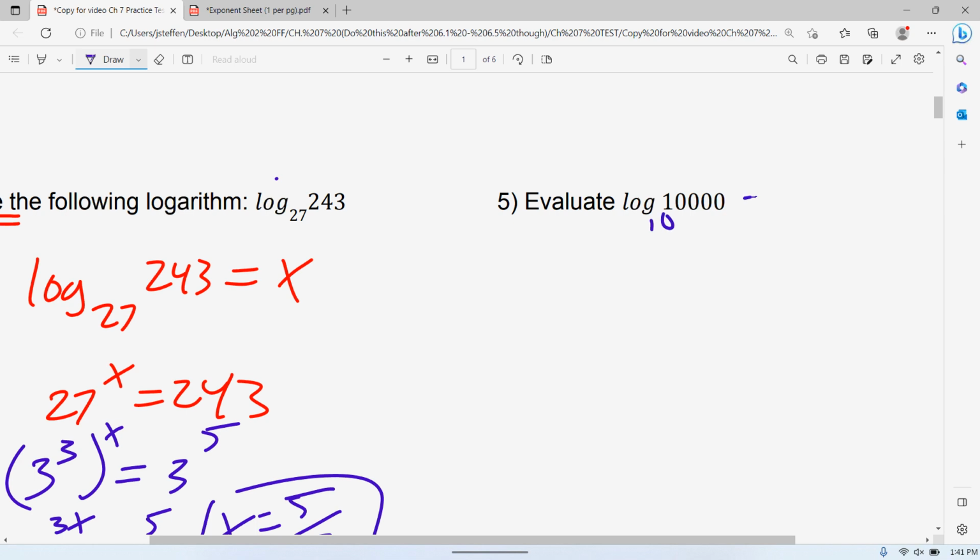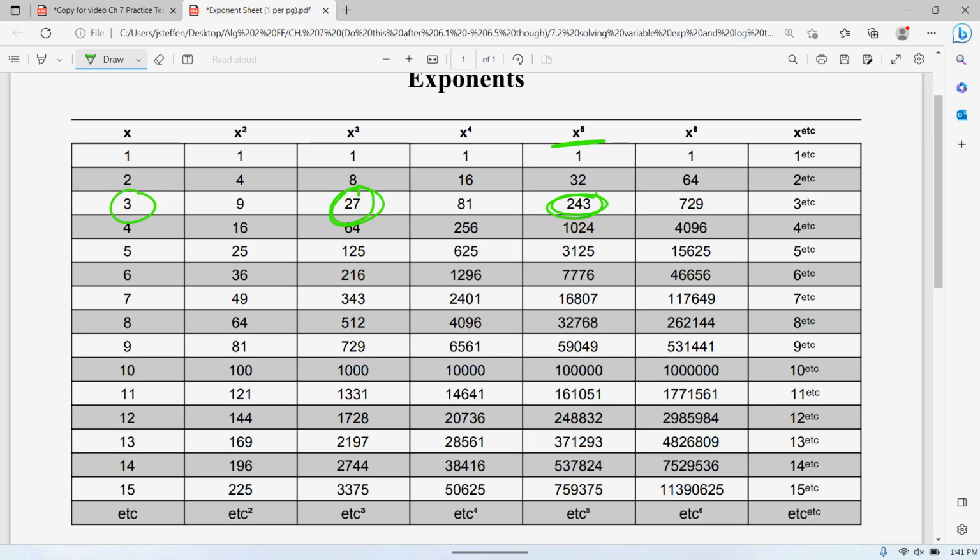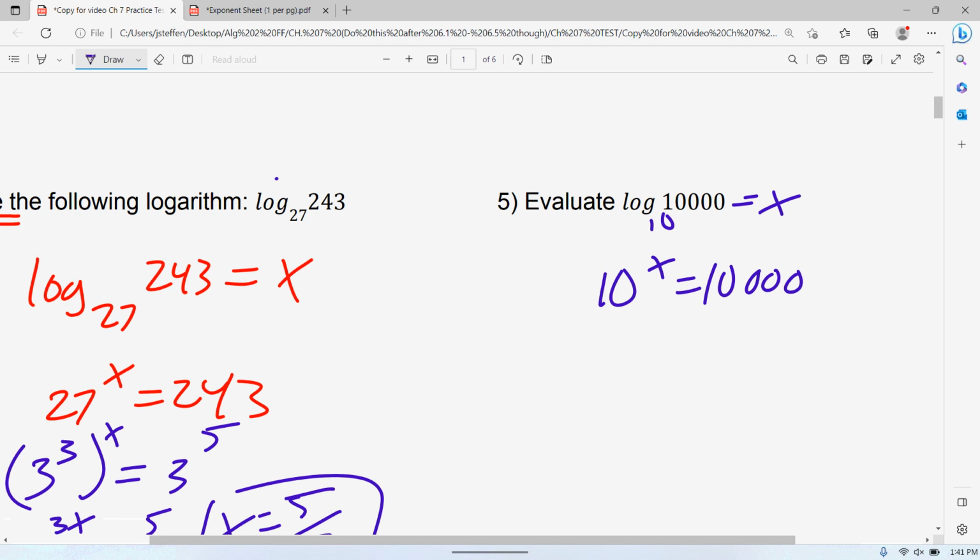of 10,000. So again, if you change it to exponents, 10 raised to the x is equal to 10,000. And again, hopefully you can either use your exponent sheet or you can use trial and error. 10,000 is right here. So that is 10 to the fourth. So x is equal to 4. If it's 10 raised to something, however many zeros you have is what the exponent's going to be. So that's 10 raised to the fourth.